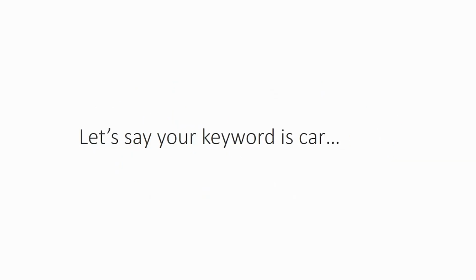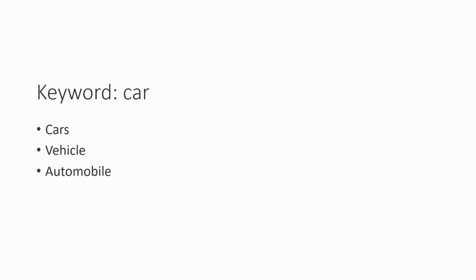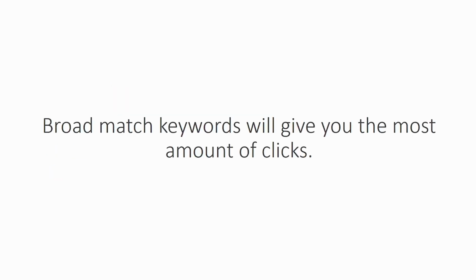So let's say your keyword is car. People who type into Google these keywords will see your ad. So they'll type in something like cars, vehicle, automobile. Your ad will be visible because these are close variations of your keyword. Broad match keywords will give you the most amount of clicks, the cheapest clicks, but also the least relevant clicks.